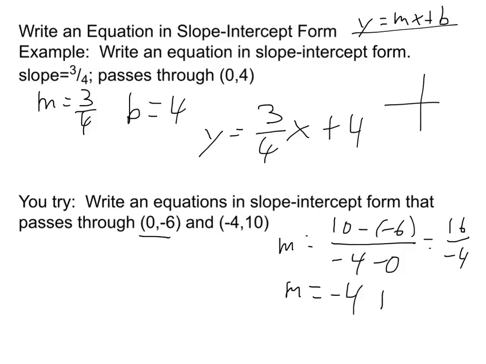Okay, b equals negative 6, because this is my y-intercept. Now I've got enough info, so I can go y equals m, negative 4, x plus b, which would just be minus 6. So that is the slope-intercept form for that line.